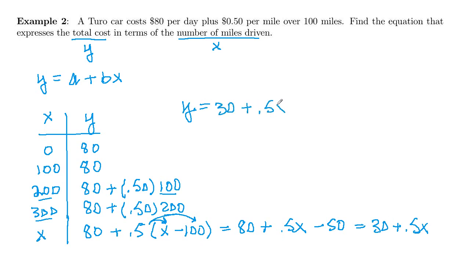So 30 is your y-intercept, and 0.5 is your slope. And there's our linear equation.